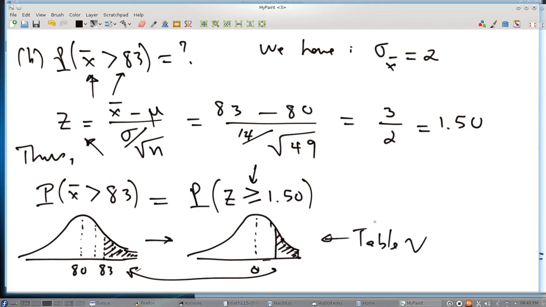Okay, now let me explain this right here. Originally we are computing the probability of a mean value that is greater than 83, which means anything that is greater than this line right here. Now when we translate into the z value, we could have just written it like this too. I could have done it that way too.